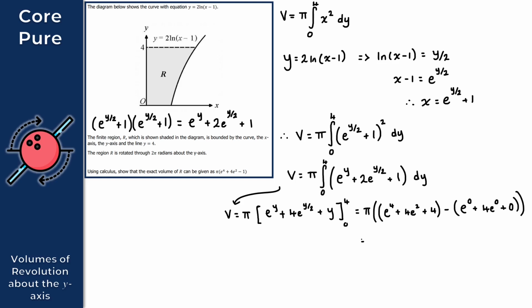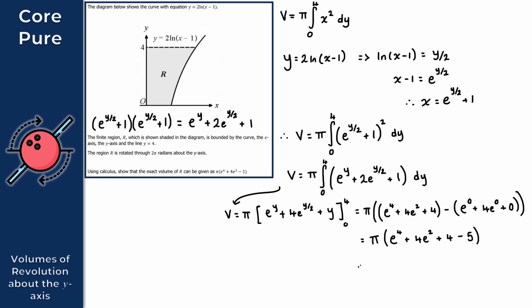So we simplify this here then. I get pi times by e^4 plus 4e^2 plus 4. Can't do anything with that bracket. With this bracket here, what do we get then? Well, e^0 is 1. We then have 4 lots of 1. So 1 plus 4 is 5. So I've got e^4 plus 4e^2. We have plus 4 there. And then minus 5.